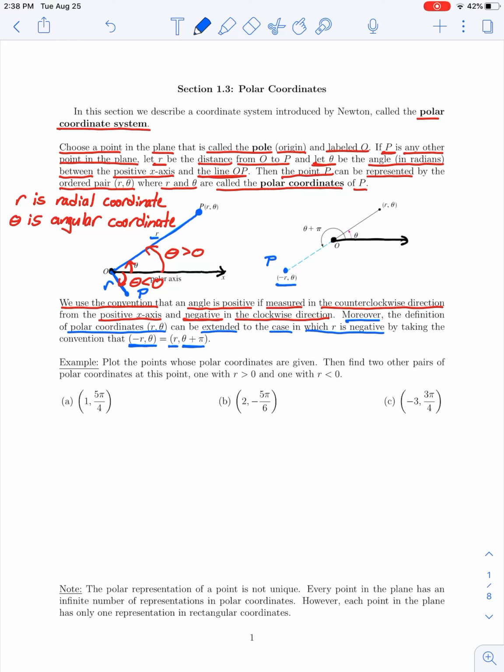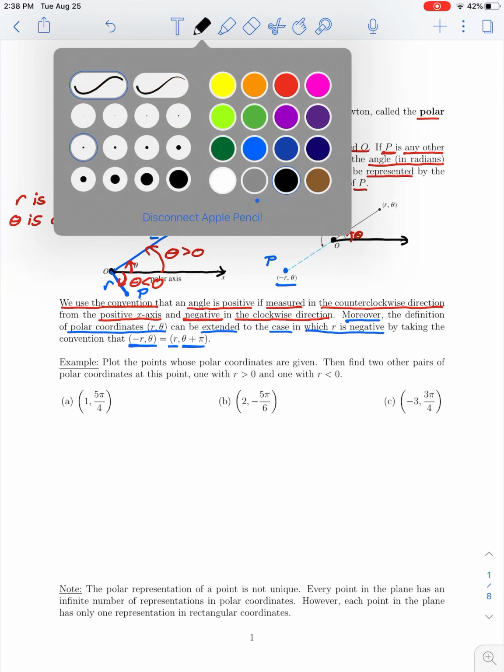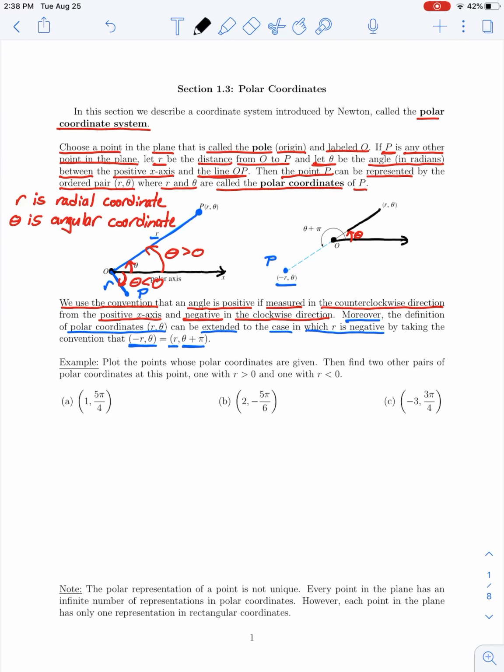So if we were to rotate by an angle of theta, we have this line segment that moves from the origin to some point P. So we rotate by that angle measure theta, and then if r is negative, one way to think about this point is we move backwards from that line segment a distance of r units to get to our point.